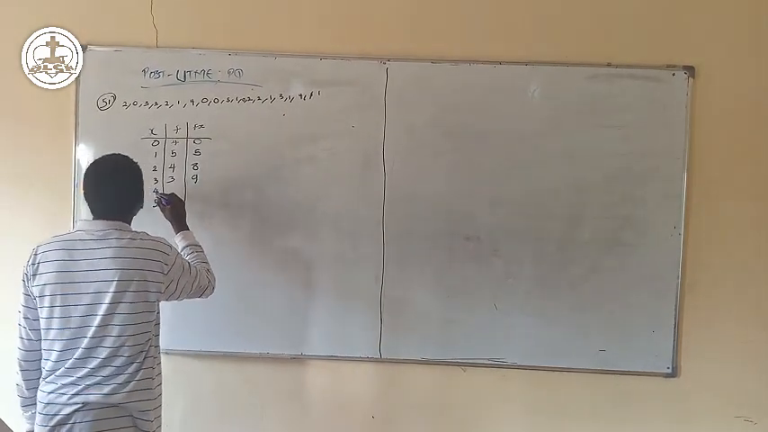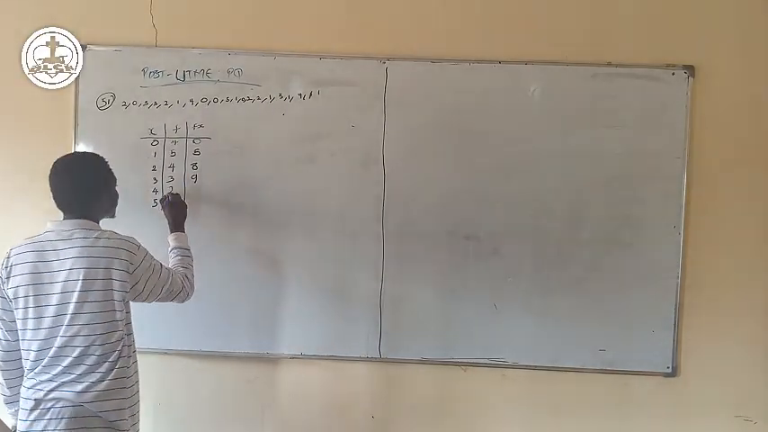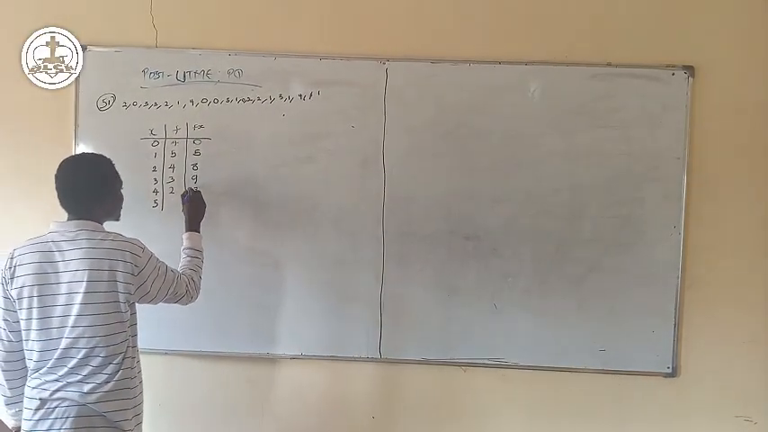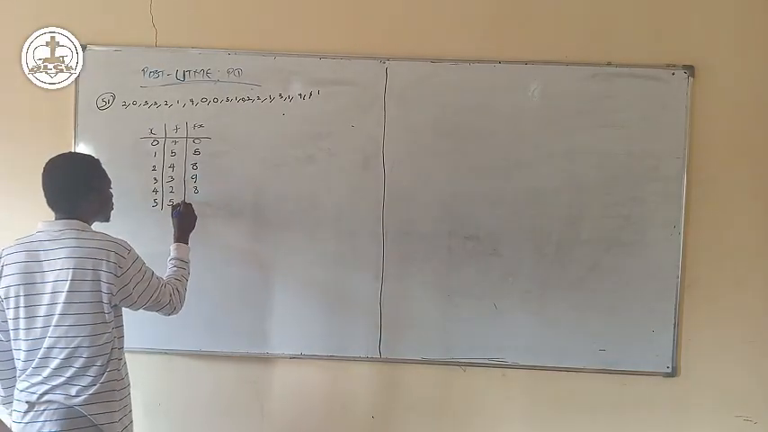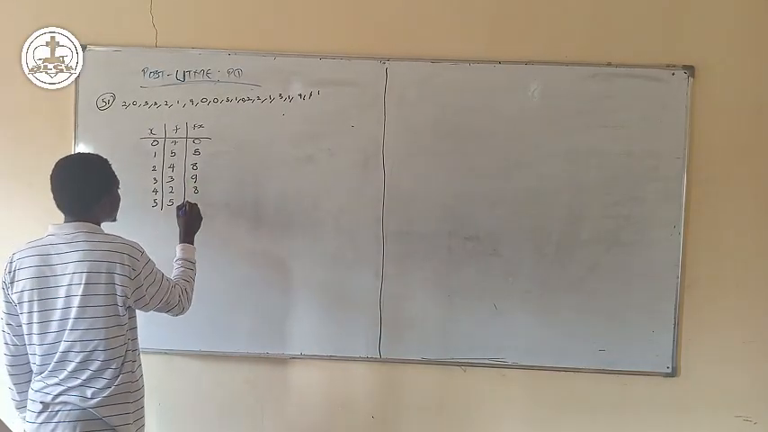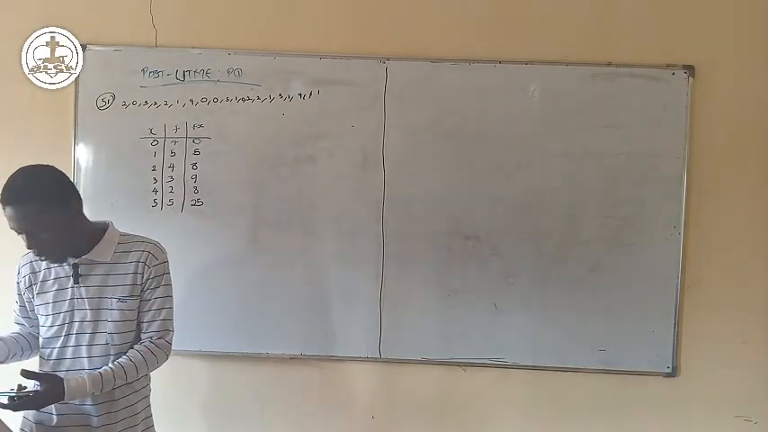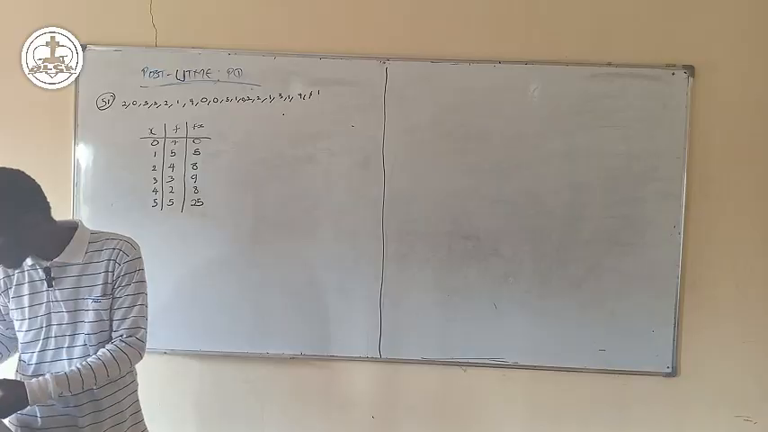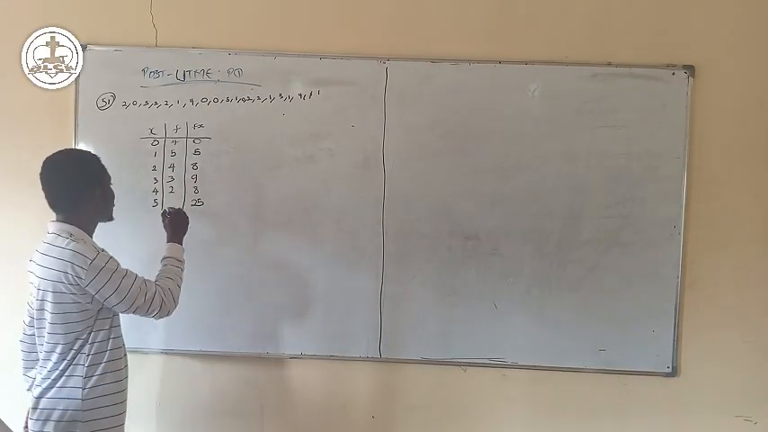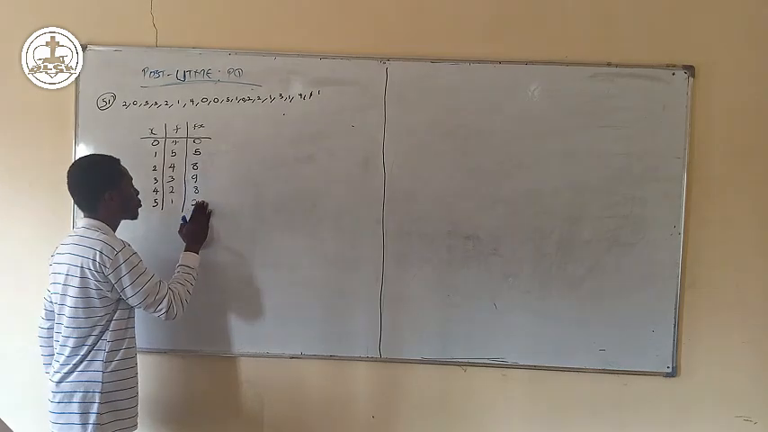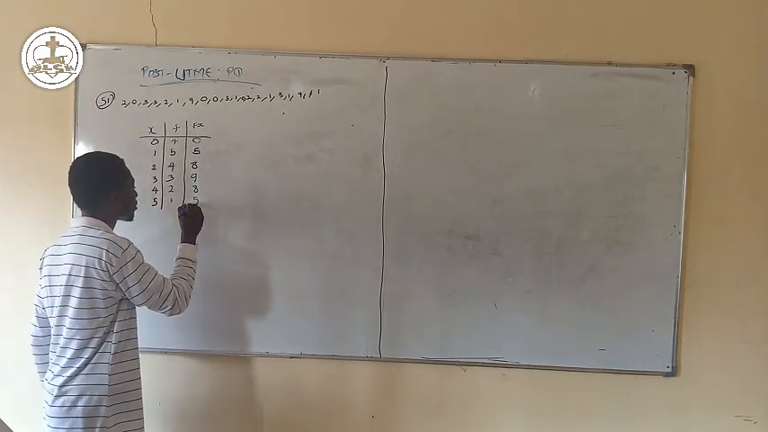How many 4s do we have here? We have 1 and 2, just 2 fours. 2 times 4, we have 8 here. Then how many 5s do we have? Just 1. 1 times 5, that's 5. Sorry, we have 1 five here, which makes our fx 1 times 5, we have 5 here.